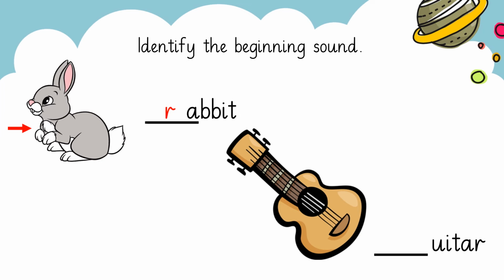Let's identify the second picture. Great! It's a guitar. What is the beginning sound of guitar? Great job! G. G. Guitar. G. Guitar. Let's move on to the next picture.